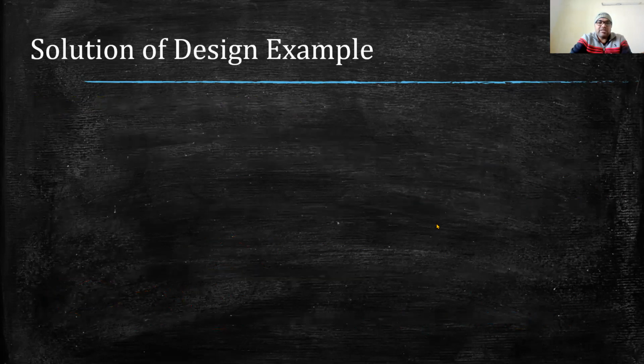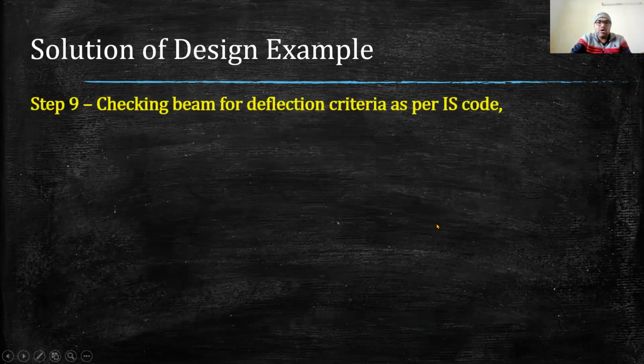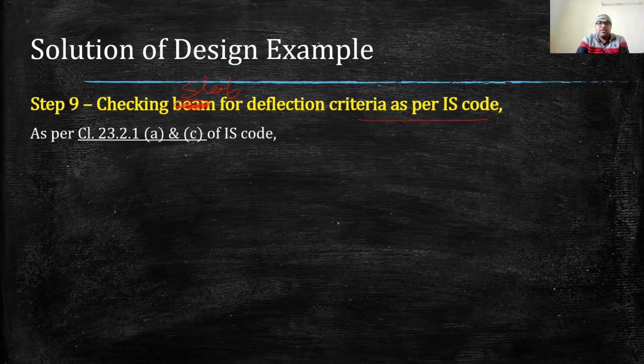So this is the reinforcement calculation that we have done so far. Now in the next step, we will check our slab for deflection criteria as per IS code. The deflection criteria is also mentioned in the IS code in this clause. I will show you this clause in the IS code.